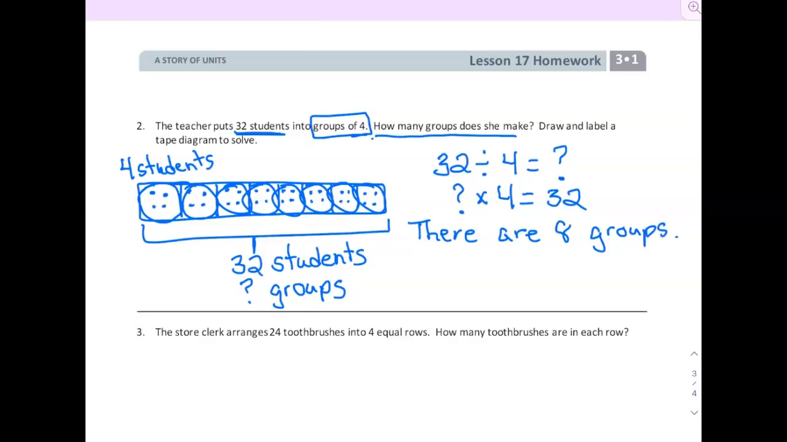Boys and girls, I want you to be writing this as I'm teaching it to you. So whenever you need to stop and pause the video, please do so that you can write this on your paper so that you have a good example when you do your problem set. And then our math sentence is going to be 32 students divided by 4 in each group equals 8 groups.